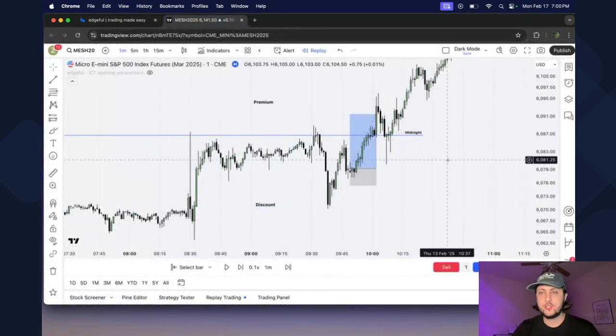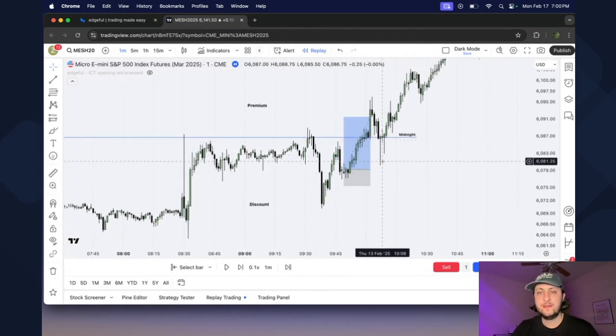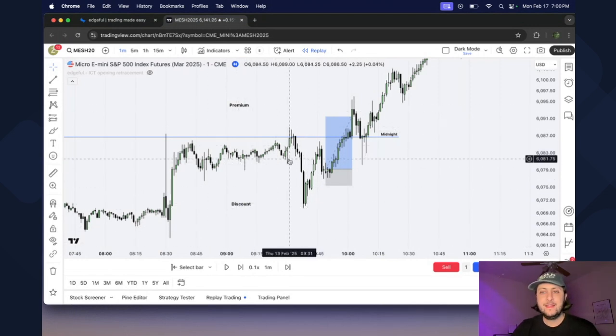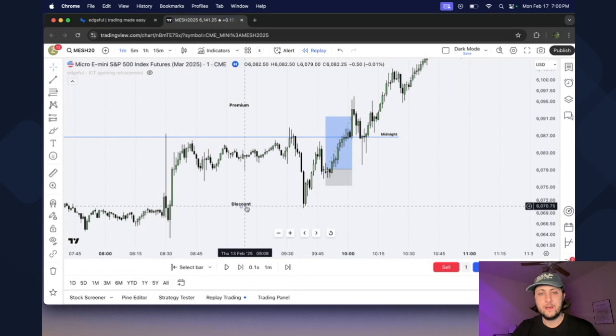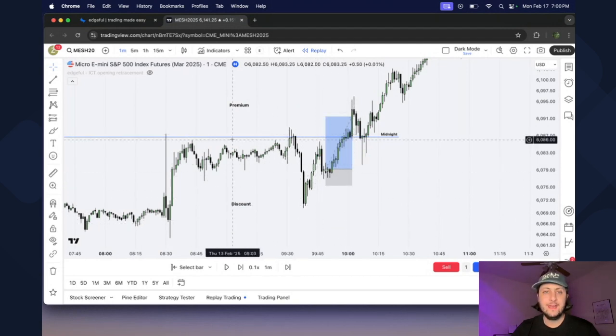Now, going back to the charts, how can we use this to our advantage to determine a bias for the day? Very simply, if you see right here, I have premium and discount marked on the chart. Anything below the midnight opening price in the first couple of hours of the New York session, I'm going to see as a discount in the daily trading range, and vice versa.